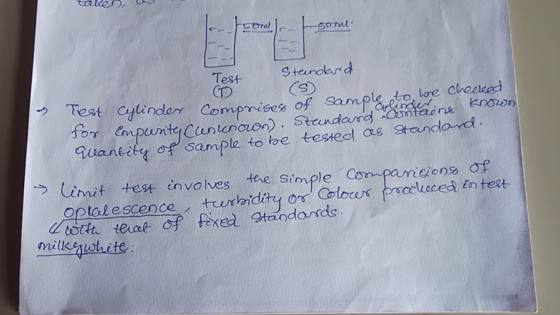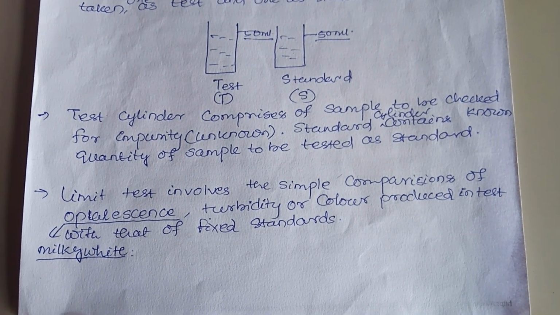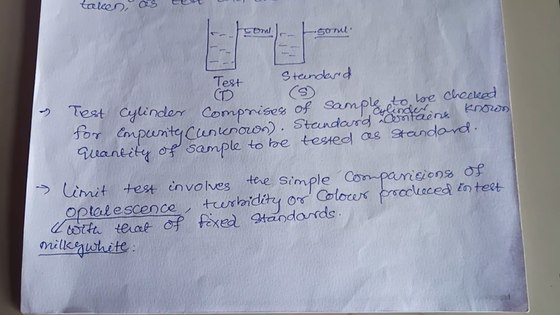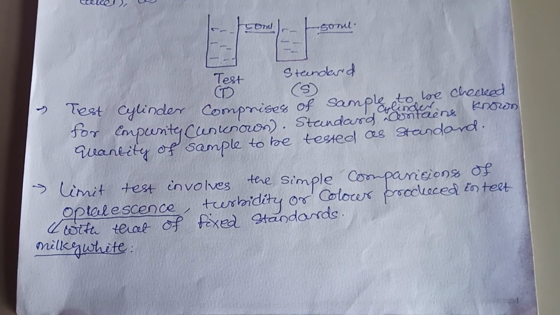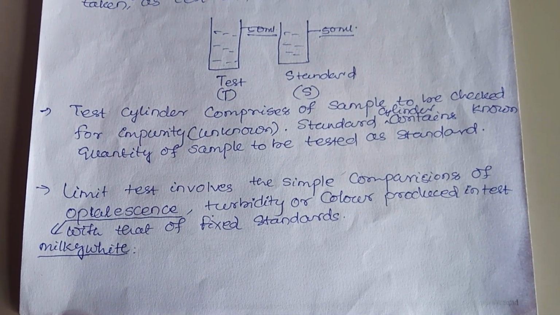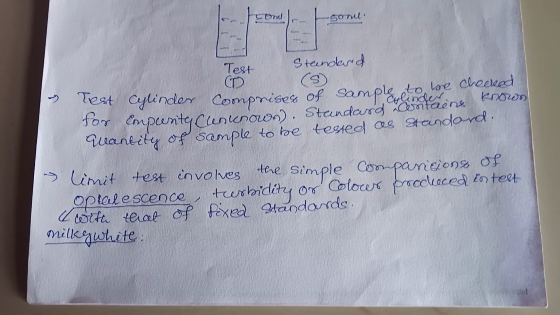Next, the test cylinder comprises the sample to be checked for impurity, that is unknown. So the sample to be tested is unknown. The standard cylinder contains a known quantity of the sample to be tested as standard. That is why it is designated as standard, and the left side cylinder is designated as test.